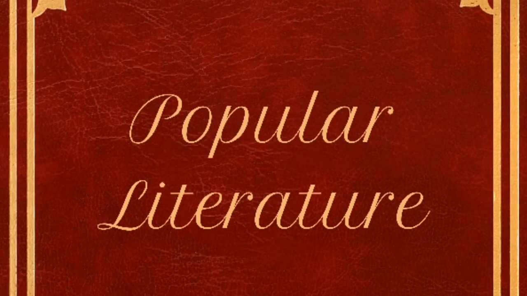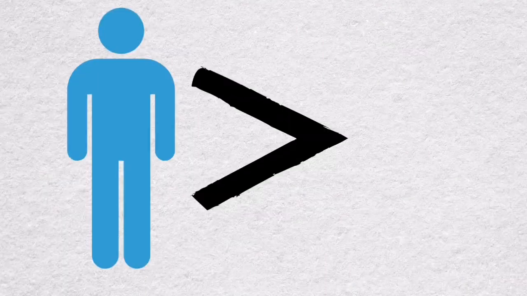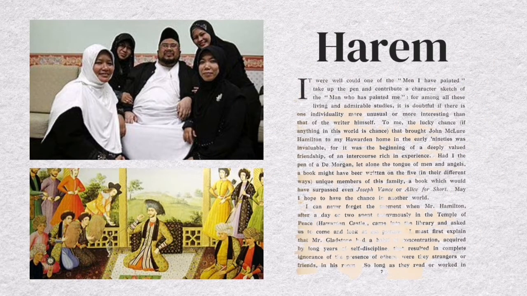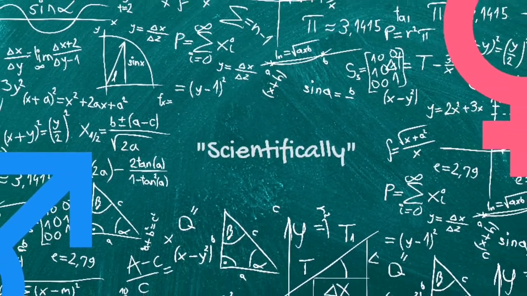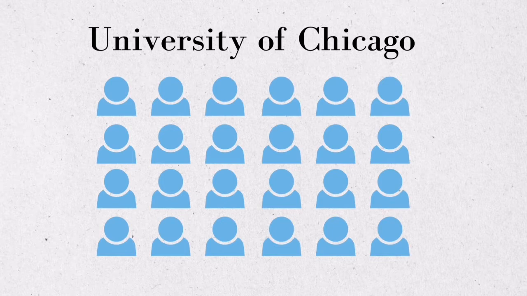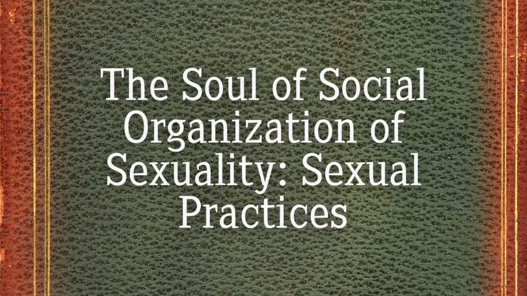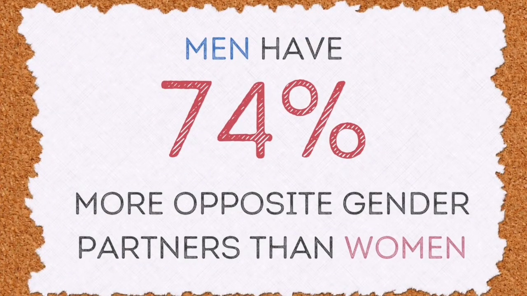Well, in the popular literature, pretty much universally, it's believed that men have more opposite gender partners than women. In fact, when you think about this question, you always think of men having multiple wives, not the reverse. Not surprisingly, this issue has been studied extensively. In one of the largest studies ever done, researchers from the University of Chicago interviewed 2,500 people at random over several years to try to get the answer once and for all. They wrote a 700-page book called The Social Organization of Sexuality: Sexual Practices in the U.S. This study concludes that on average, men have 74% more opposite gender partners than women. When you think about it, that sounds reasonable.